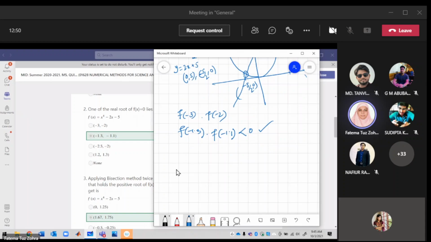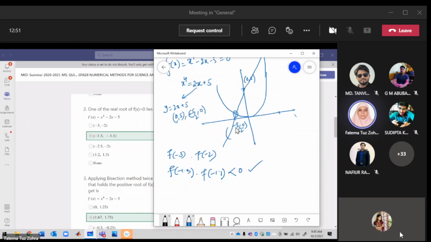Or if you have the graph, you can easily say from the graph that the root should be, that is 2.5. So obviously less than 2.5 and greater than 0. So in between the interval of this.